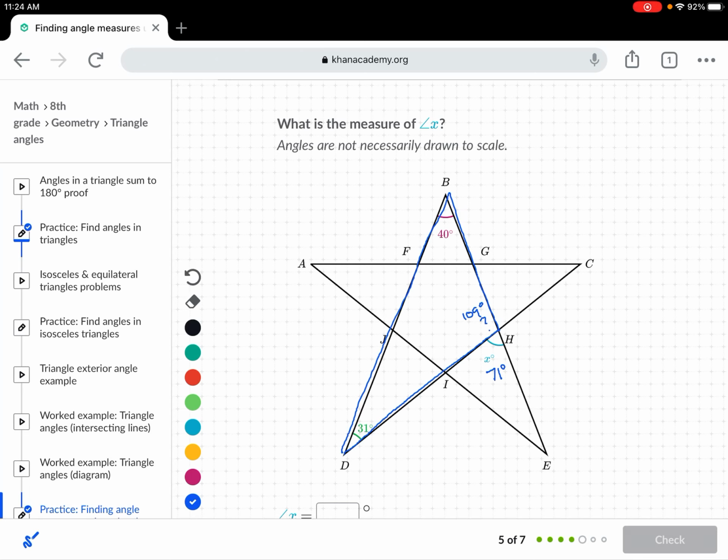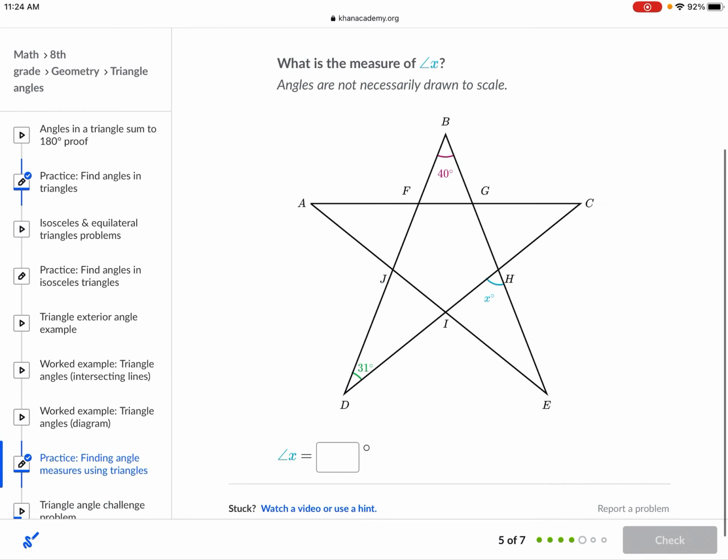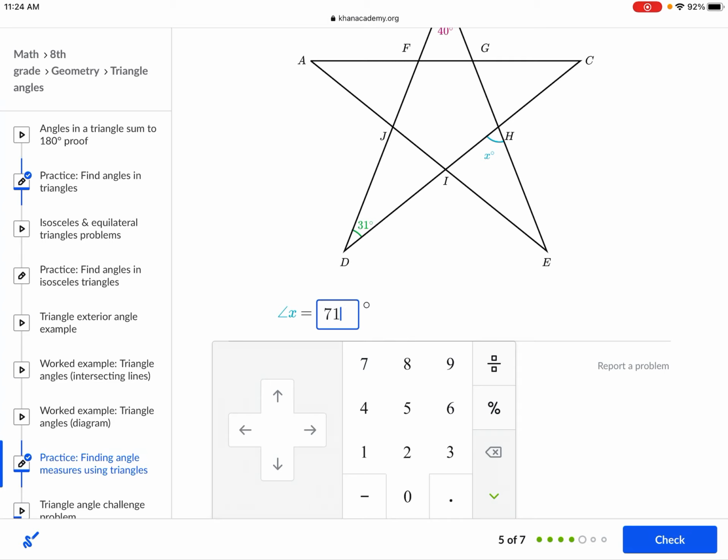So X is 71. Or you could recognize that this is an exterior angle, and the exterior angle is equal to the sum of the other two angles. Either way, we get X is 71.